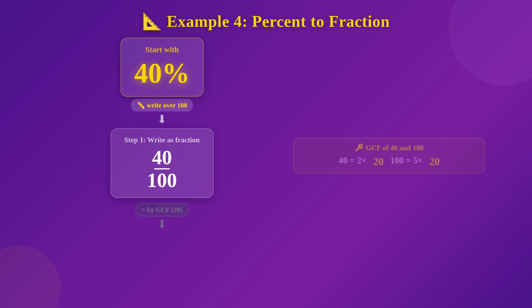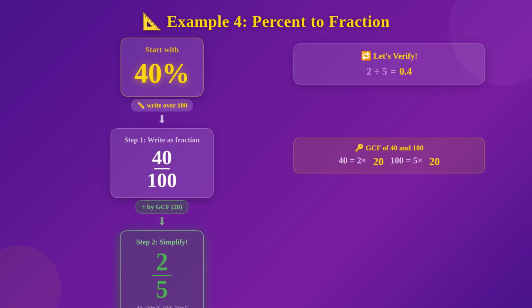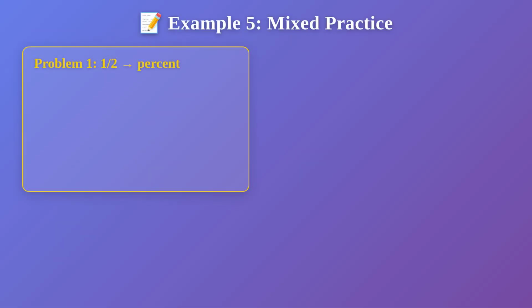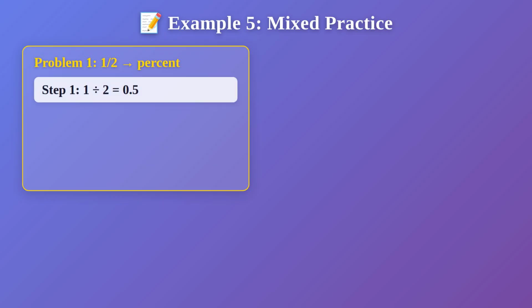Time to go backwards. Convert 40% to a fraction. Step 1. Write 40 over 100. That's 40 hundredths. Step 2. Simplify. What's the greatest common factor of 40 and 100? It's 20. Divide both by 20. 40 divided by 20 is 2, and 100 divided by 20 is 5. So 40% equals 2/5. Let's double check. 2 divided by 5 is 0.4, and 0.4 times 100 is 40%. We've gone all the way around the conversion triangle, and it works.